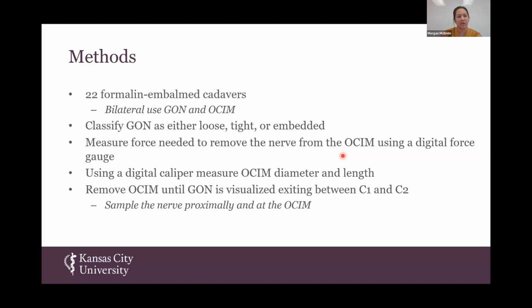So after that, we then measured the force needed to remove the nerve from the muscle. We used a digital force gauge, and I'll show that in a couple slides. And then while we were there, we also decided to take measurements of this muscle. So we took the diameter at the point where the nerve crossed the muscle, as well as the length from origin to insertion. Then our last step was to remove the obliquus capitis inferior muscle so we could visualize the nerve coming out between C1 and C2. And then we sampled it proximally, as well as at the point where it was crossing the muscle for histology.